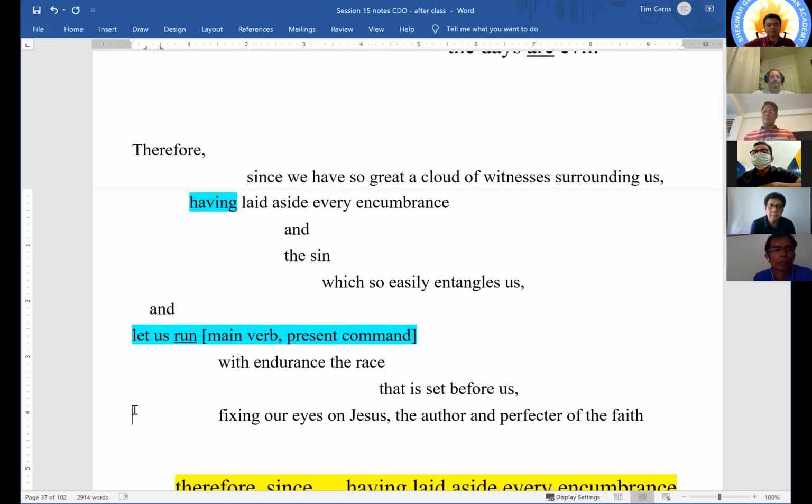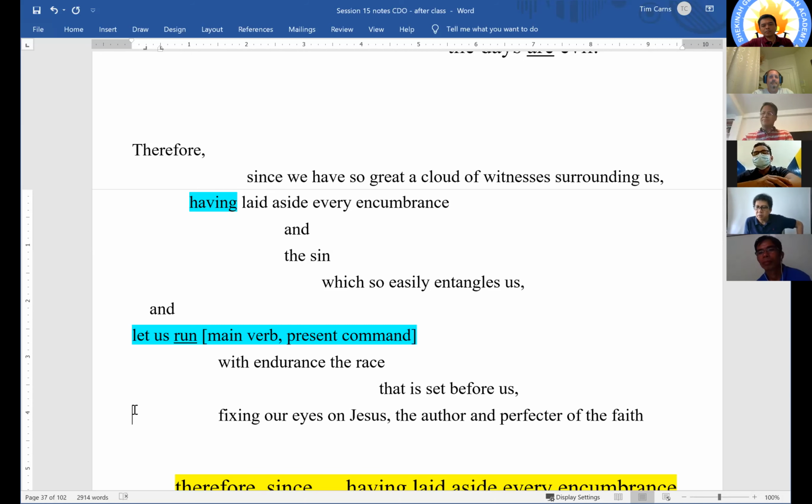Let us run. Okay? So what this does is when you can find those main sentences in your paragraph, that tells you how many points you have, or how many points the author is making, and how many points then you'll have in your sermon. And then all the other phrases and clauses will just be connected to those main sentences in some way.